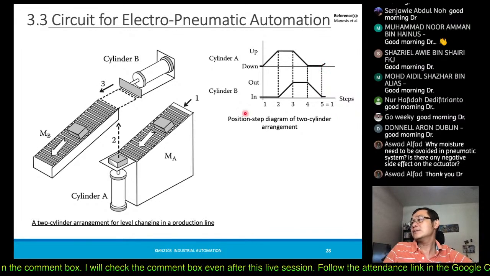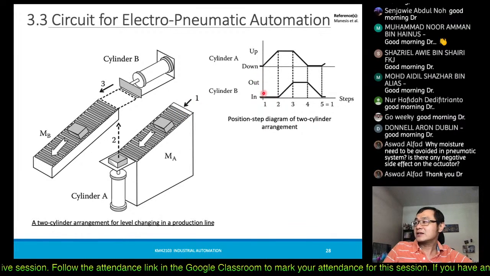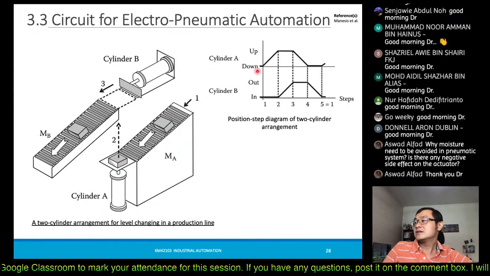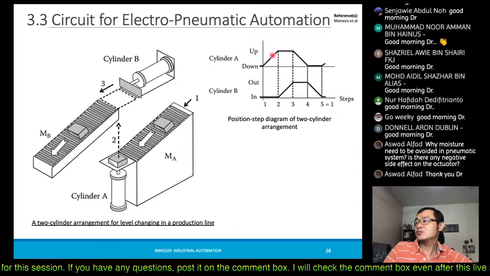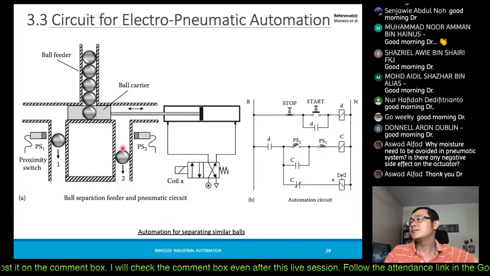So the putting of this may be, you start it already, so this object will immediately come to here before we activate. After it reaches here, it will start to slowly go up to position number 2. So this is the idea of the diagram.